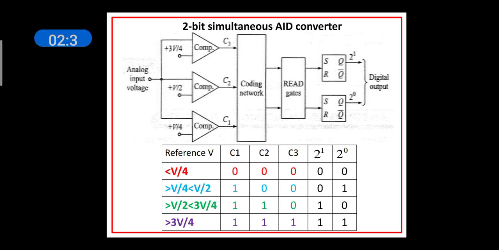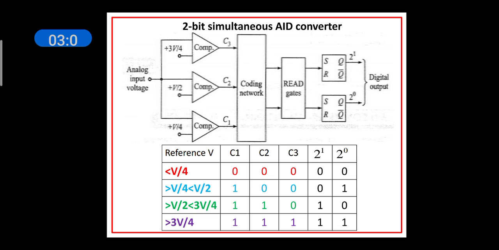The outputs of the comparators C1, C2, C3 are given as the input for the coding network, and the 2-bit output of the coding network is stored in the RS flip-flops as 2 power 1 and 2 power 0. Whenever the analog input voltage is less than the reference voltage, the comparator output will be 0. Whenever the analog input voltage becomes greater than the reference voltage, the comparator output will be 1.